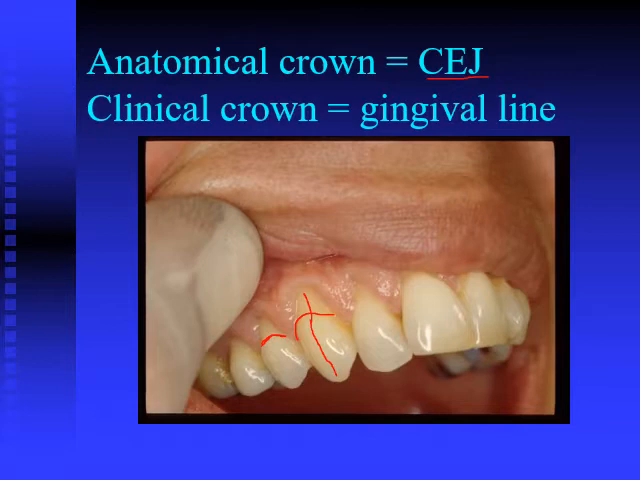In a healthy individual, the CEJ is covered by the gingiva, and so the anatomical crown really can't be fully seen, and so the clinical crown is actually shorter than the anatomical crown.